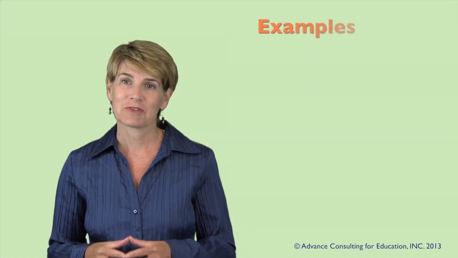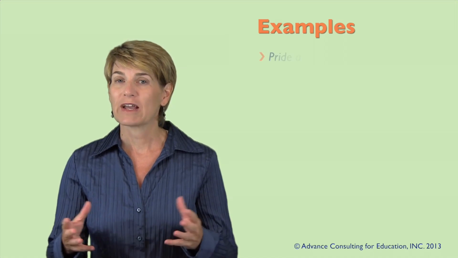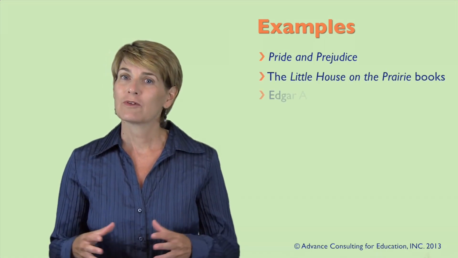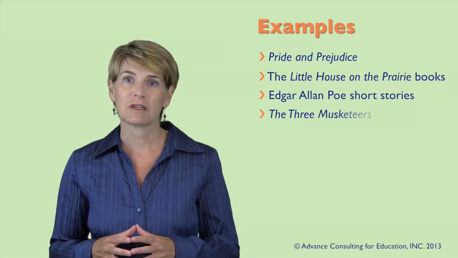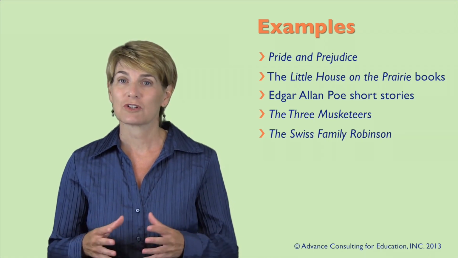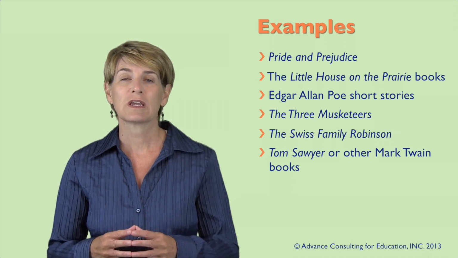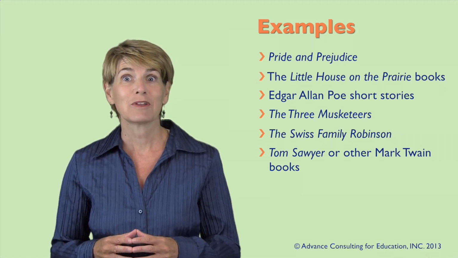Here are some examples of literature that can be used in the English language classroom. Pride and Prejudice, The Little House on the Prairie books, any of the works by Edgar Allan Poe, books like The Three Musketeers, Swiss Family Robinson, and Mark Twain's works such as Tom Sawyer. These are just examples, and these are enduring tales, as we've said, that all of your students can relate to, and they're really fun to read as well.